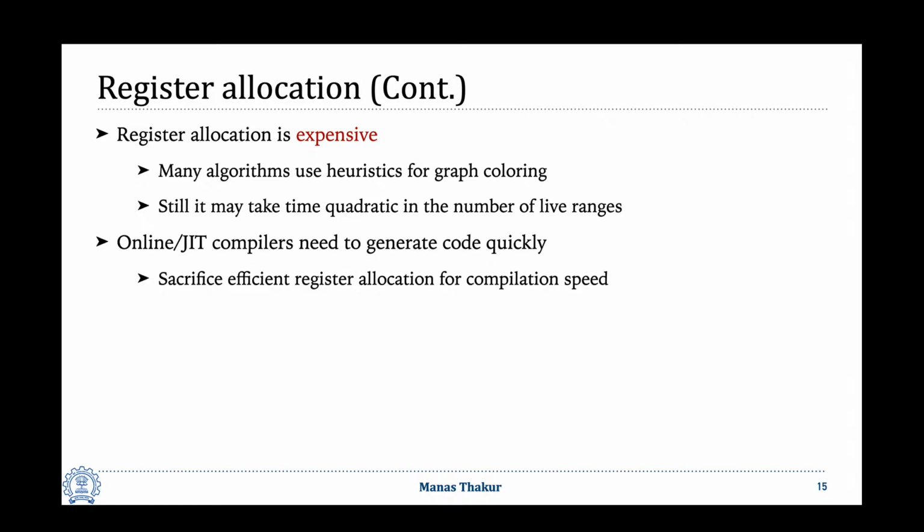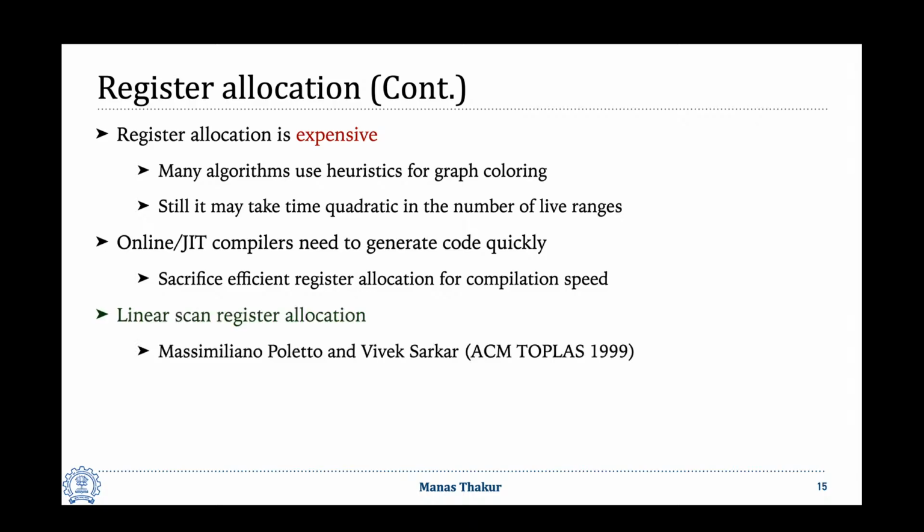So there are compilers that cannot afford spending so much time in performing register allocation, and hence many compilers use linear scan register allocation, which would just take a linear pass over the program, okay, instead of taking time quadratic in terms of this. This was proposed by Massimiliano Poletto and Vivek Sarkar in 1999.